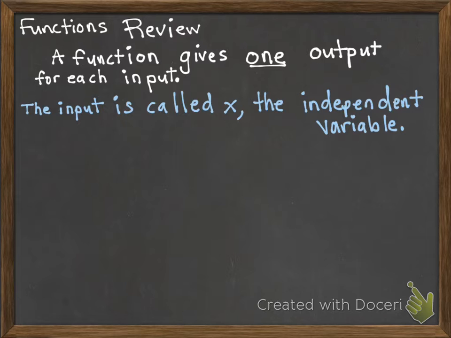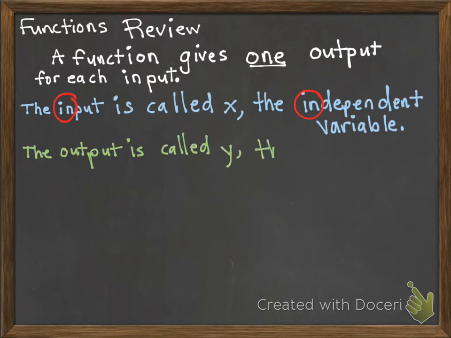This is also called the independent variable. The "in" helps us remember: input, independent. The output is what we call the y value, or the answer we get back out. It's also called the dependent variable because what you get back out depends on what you plug in. So the output depends on the input, and the dependent variable y depends on the independent variable x.